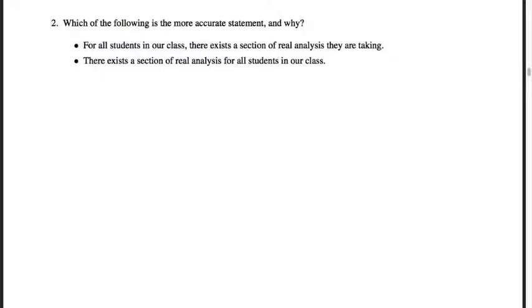For a moment, I'd like for you to think about the difference between the two statements up here on the board, which aren't really statements about math, but rather about mathematicians, rather about all of you. One statement says that for all students in our class, there exists a section of real analysis that they're enrolled in, that they're taking. That's statement number one. Statement number two, there exists a section of real analysis for all students in our class. So what I'd like to get us to think about is which one of these two statements are we more certain is true? Or which is the more accurate statement? Or maybe what is the difference between these two statements?